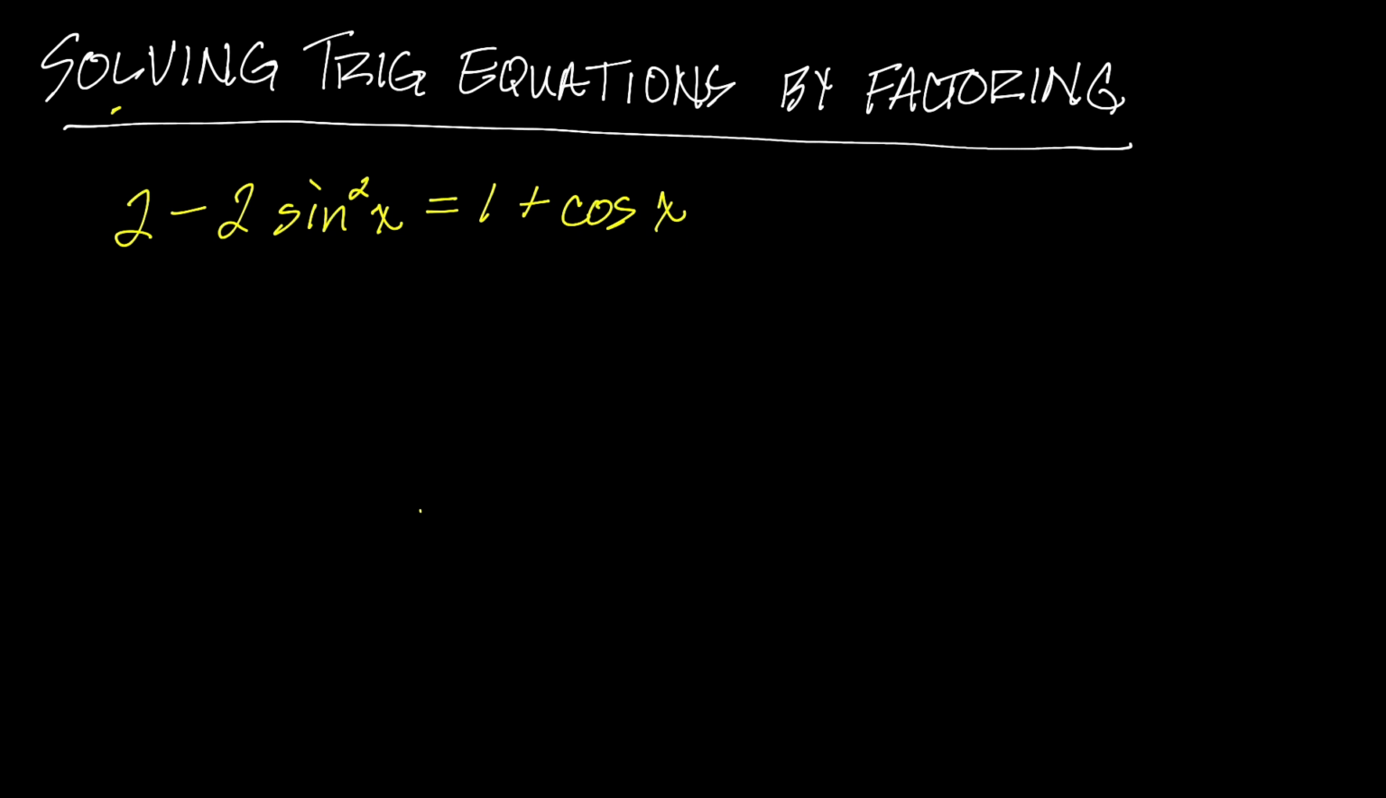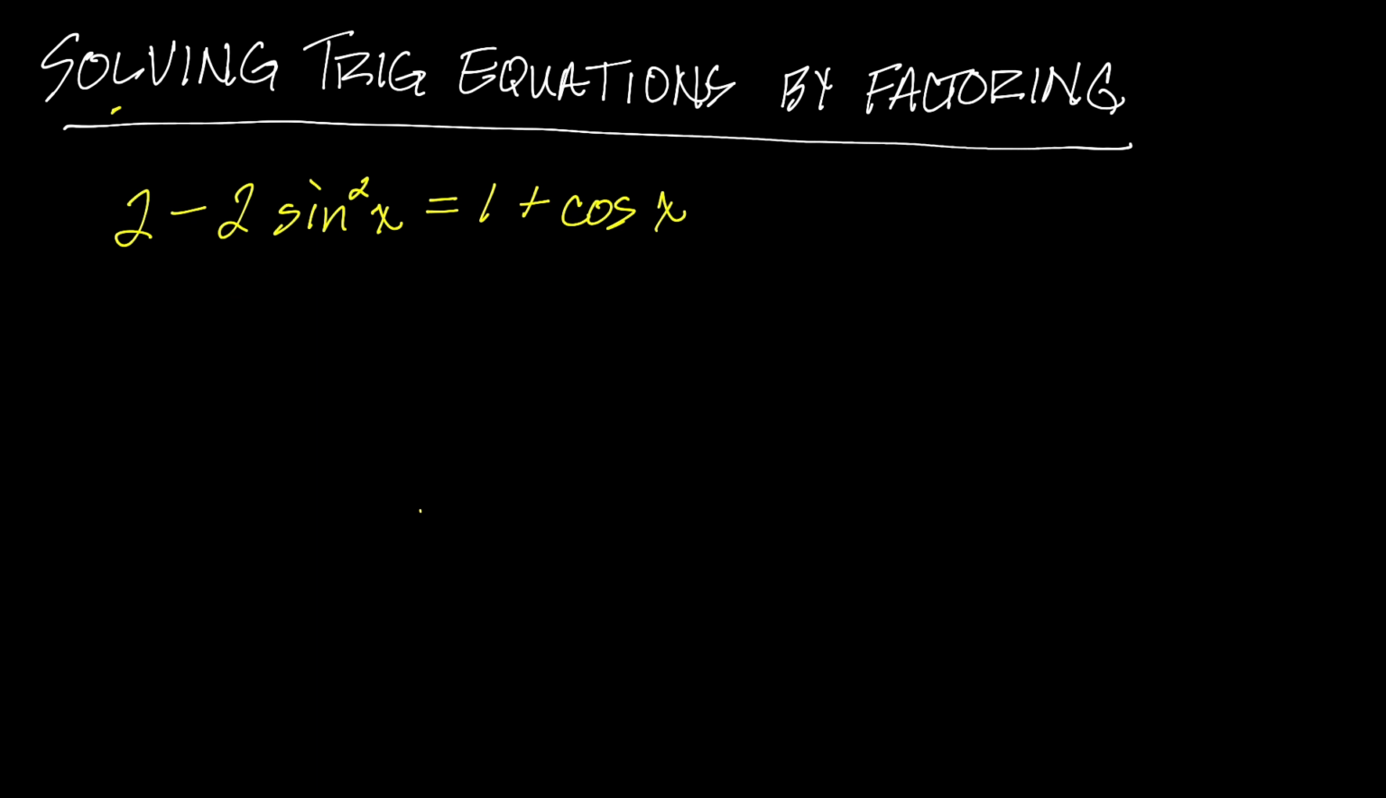Here's a trigonometric equation that I think for sure is going to be on your final exam. I know I put these on my final exam. So this one requires factoring. It's also going to require, I see, an identity, right? Pythagorean identity.